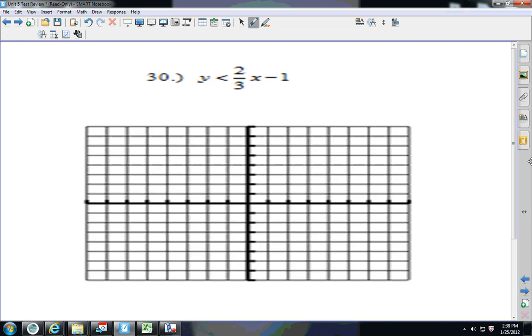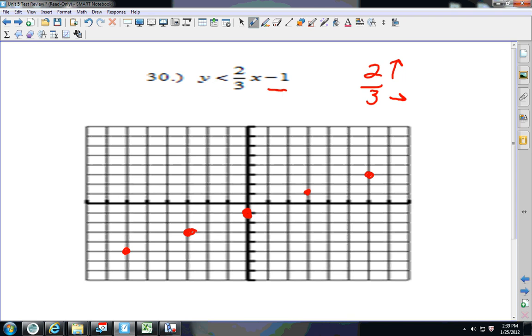30. It's already in y equals form, so let's plot the y-intercept, -1. The slope is 2/3, tells me to go up 2 to the right 3, and put a dot. Up 2 to the right 3. Down 2 to the left 3.